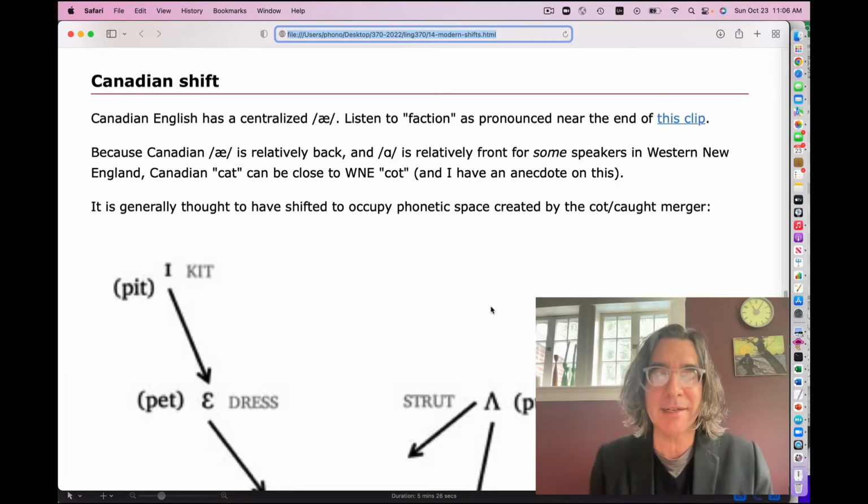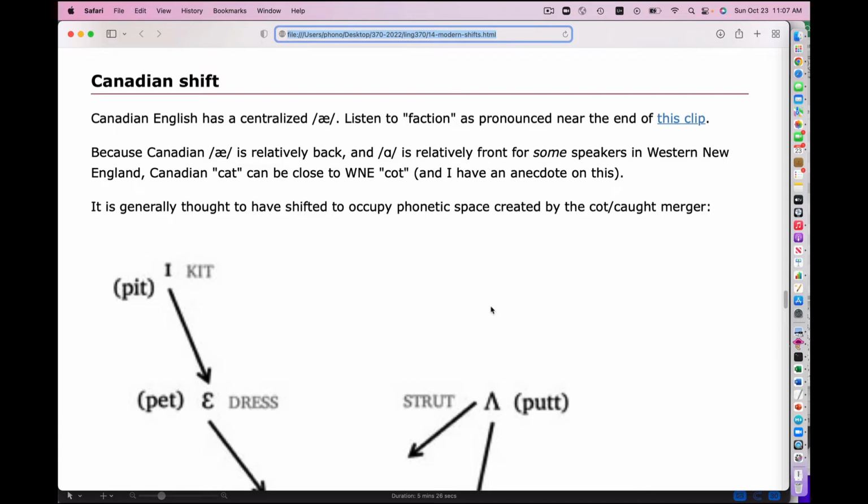And because Canadian [æ] is relatively back, and [ɑ] is relatively front for at least some speakers in Western New England, probably speakers from, say, the Connecticut area, Canadian cat can be close to a Western New England cot. I have an anecdote about this that I mentioned in an earlier lecture, where I said the word cat and my prospective landlord wondered why I was telling him that I had a cot I was going to sleep on rather than a bed.